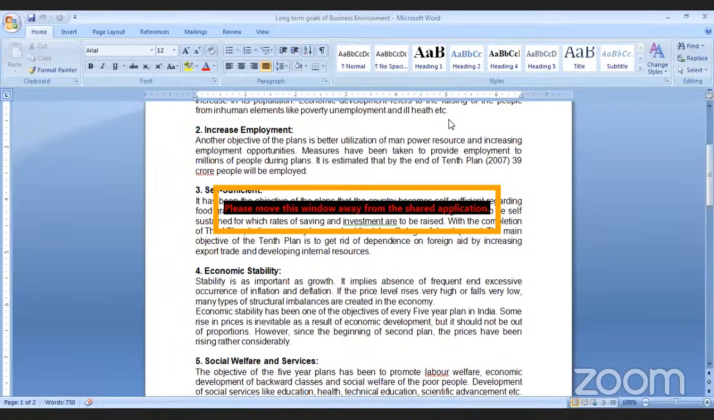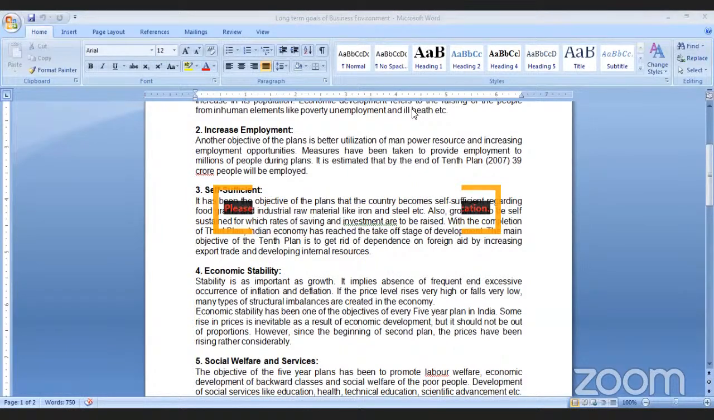Now, the difference between development and growth: development is called affordable accessibility. Growth is called affordability. That means what? How many of the poor people are able to afford to visit those private hospitals and take the facilities of those private hospitals? Maybe 0% of the population.